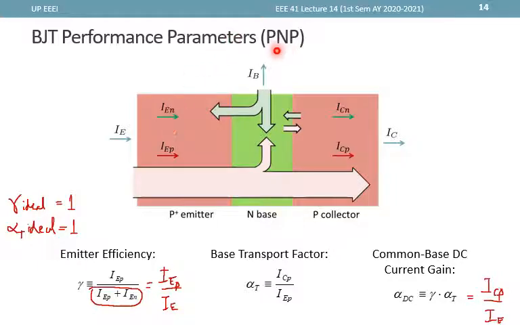Now for NPN, we'll just have to change the subscripts. So for NPN, gamma is IEN over IE, alpha T is ICN over IEN, and alpha DC still is gamma alpha T, and we'll just end up with ICN over IE.